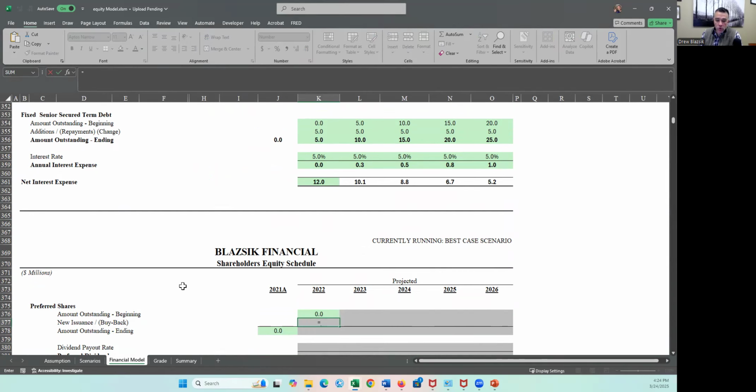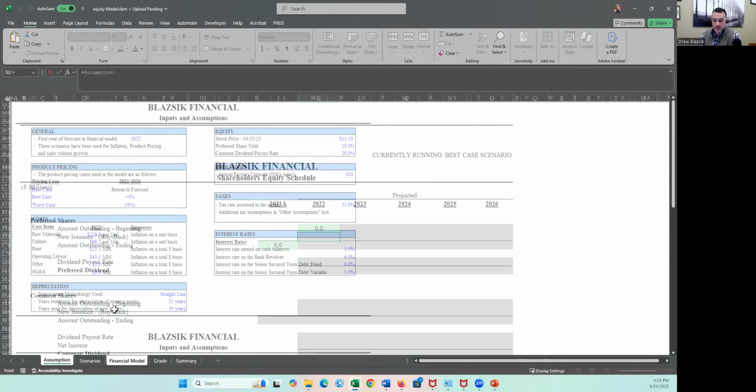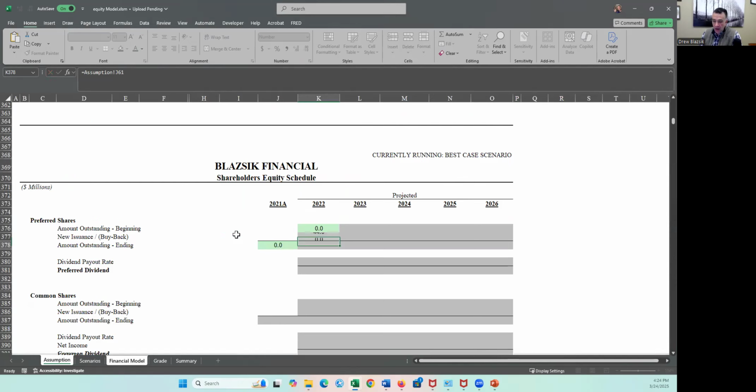Next, we want to find out what the new issuance of preferred stock is. So I'm going to go to our assumptions, and we're going to make the assumption that preferred stock issuance or buyback is going to be right here, which is a positive for that first year. Then we're going to add up the beginning balance and the new preferred stock issuance or buyback. I'm going to highlight those, go across, Control R.